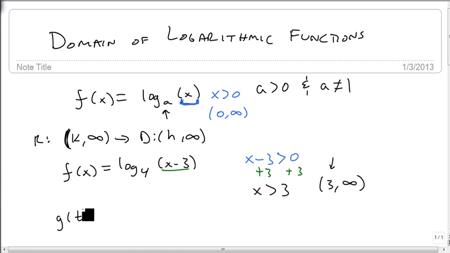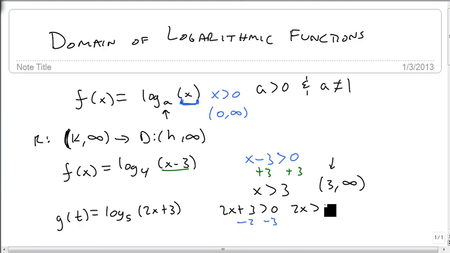Likewise, if I let g of t equal log base 5 of 2x plus 3, my domain is found by taking 2x plus 3 and setting it greater than 0, subtracting 3, so that 2x is greater than negative 3, divide by 2, and we get x is bigger than minus 3 halves, or from minus 3 halves to infinity, which means for this function I actually could plug 0 in, because if I plug 0 in, I'd end up with something not 0, bigger than 0 that I'm taking the log of. And that's how we find the domain of a logarithmic function.